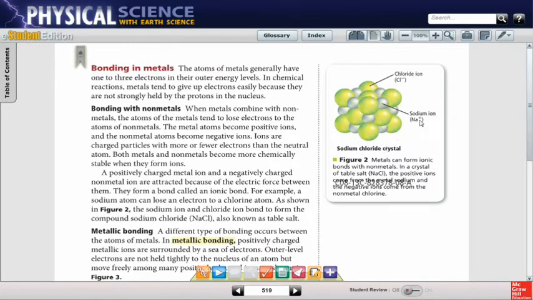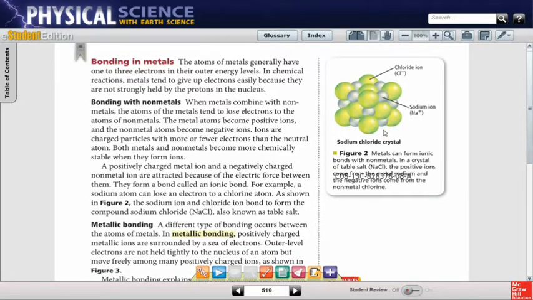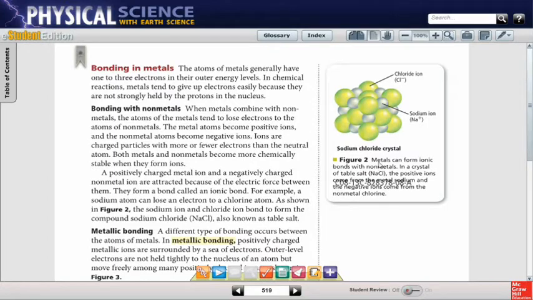Now, sodium chloride, you know what that is? It's salt, plain old salt. And if you look at this, it says metals can form ionic bonds with nonmetals. Okay, well, what's the metal? Sodium is a metal. It's on the left side of the periodic table. And on the right side is chlorine. Okay, it's not a metal. It's a nonmetal. And they can be mixed together, and guess what we have when it's all mixed together?